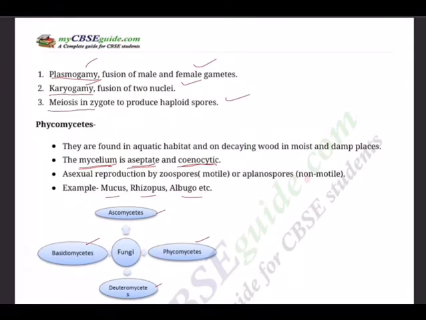And Phycomycetes are found in aquatic habitats and on decaying wood in moist and damp places. The mycelium is aseptate, without septa, and coenocytic, as I said, multinucleate cytoplasm. Asexual reproduction is by zoospores and aplanospores, which are non-motile. Examples are of course Rhizopus and Albugo. So these are the divisions.